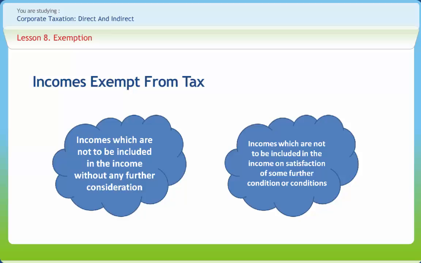Section 10, Part 25. Income of employees' state insurance fund, Section 10, 25A. Any income of a corporation established by the central government or any state government for promoting the interests of the members of a minority community.